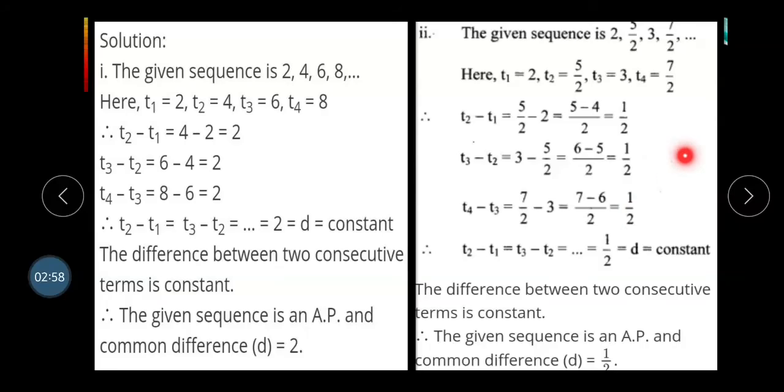As you can see, students, 1 upon 2 is constant in each equation. So, T2 minus T1 equal to T3 minus T2, which is 1 upon 2, which is constant. Therefore, the difference between two consecutive terms is constant. Therefore, the given sequence is an AP and the common difference D is 1 upon 2.